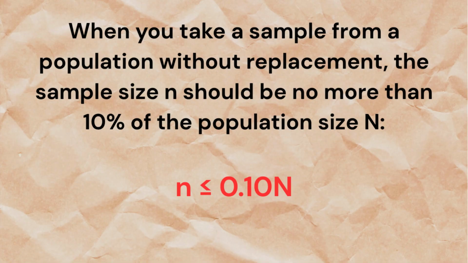All right, the 10% condition tells us when you take a sample from a population without replacement, the sample size n should be no more than 10% of the population size, capital N, meaning that your sample size, lowercase n, should be less than or equal to 10% of your population. Now, why is this condition so important?